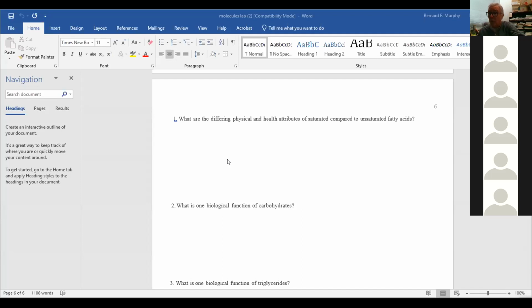What are the different physical and health attributes of saturated compared to unsaturated fatty acids, on page 6, the last page? All right. What's the physical difference between a saturated fat and an unsaturated fat? So saturated has as much hydrogen as possible. Unsaturated doesn't. So what does an unsaturated fat have that a saturated fat does not have?